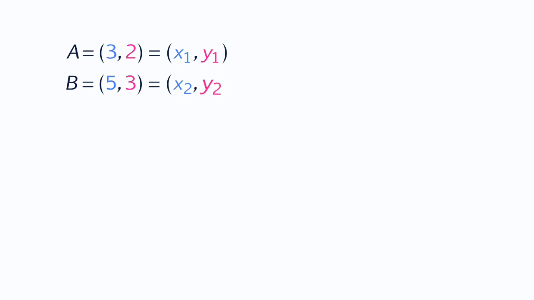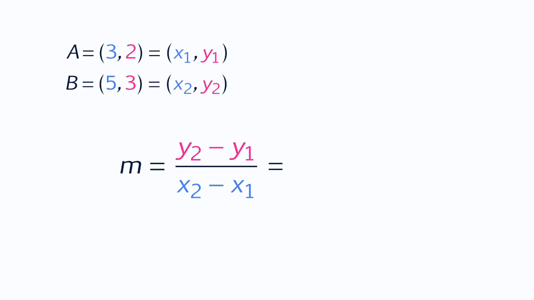You have 2 points, A at 3, 2 and B at 5, 3, which are both on the graph of a linear function. If the coordinates for A are used as x1, y1, and those for B are used for x2, y2, then you'd insert the coordinates like this. y2 equals 3, and y1 equals 2. x2 equals 5, and x1 equals 3. Now you are ready to do the calculations.